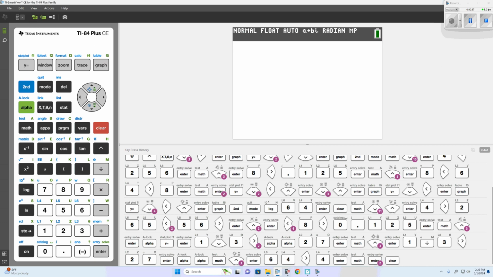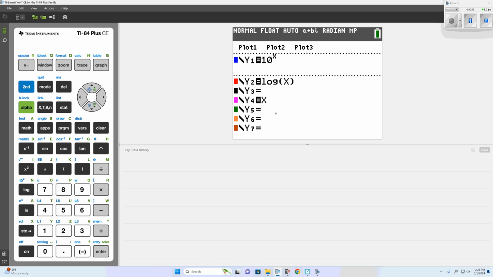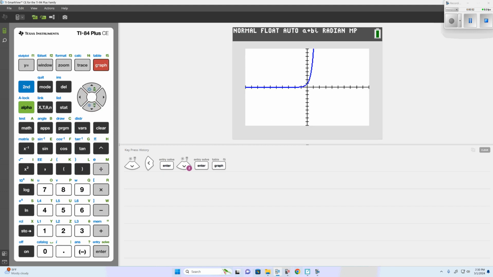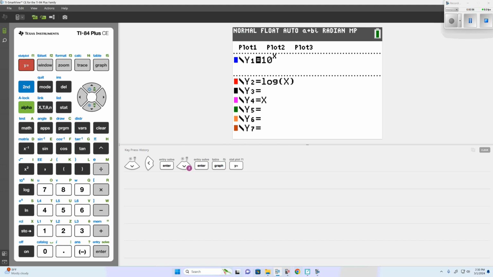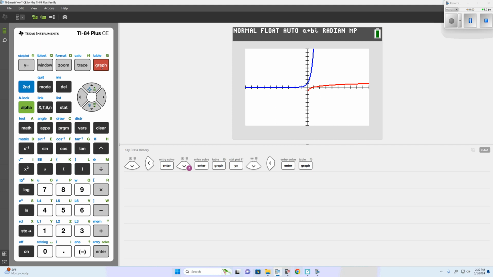Now, clear all that out, and clear all that out too. 10 to the x is an exponential function. If we graphed it, it would look like this here. So that's 10 to the x. Now, yes, this isn't in your notes, but log of x, log base 10 of x, would be this here.